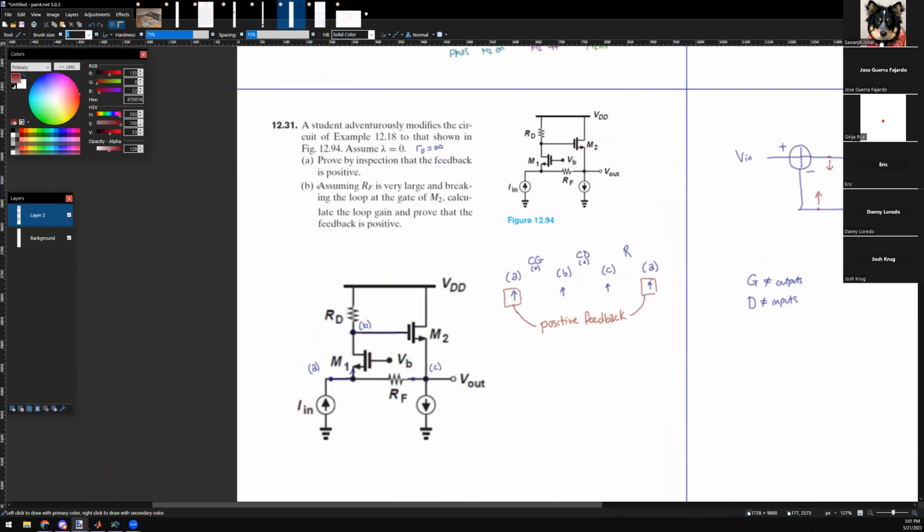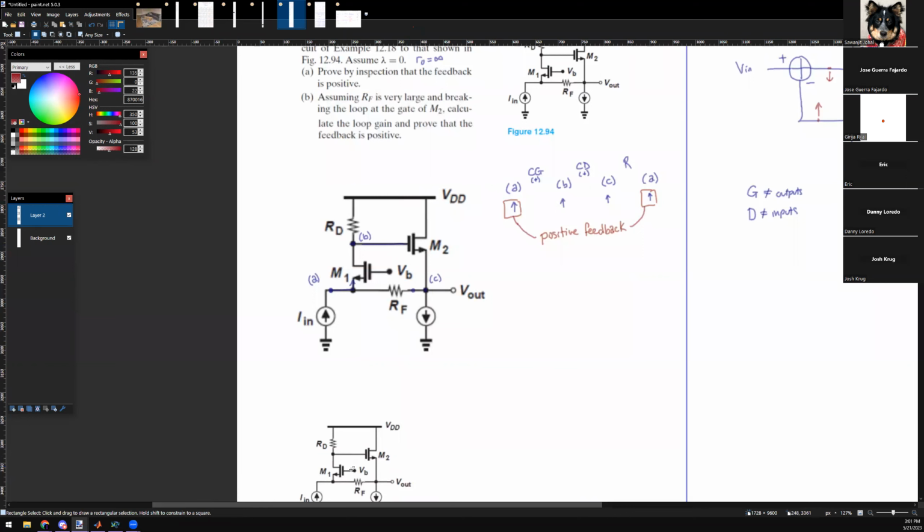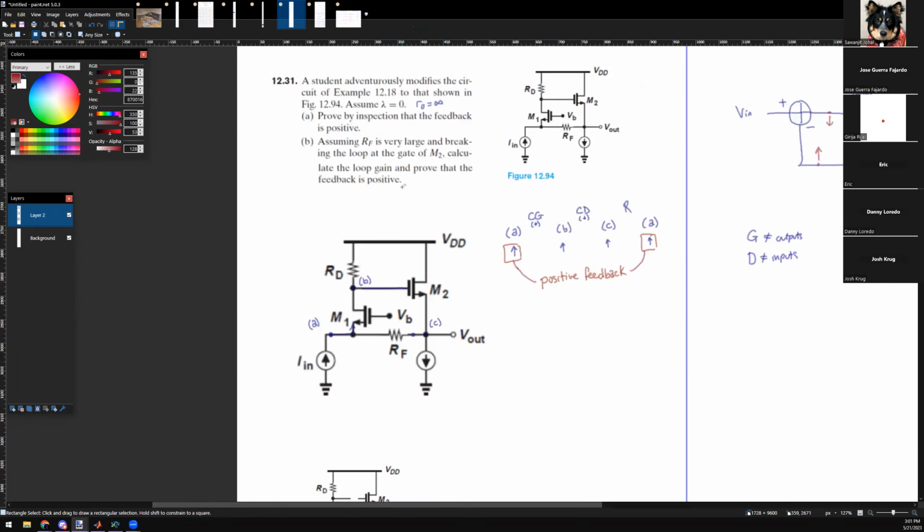That's A. Part B: assuming RF is very large, breaking the loop at the gate of M2, calculate the loop gain and prove that the feedback is positive.